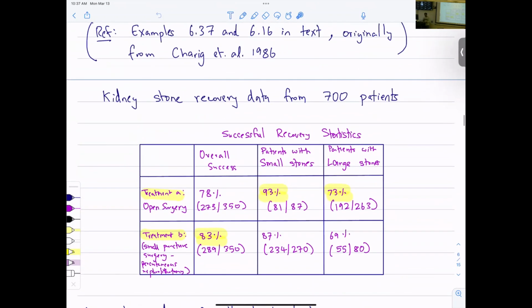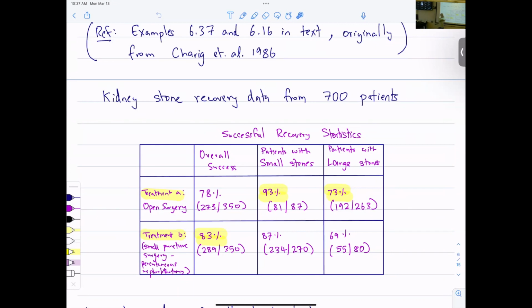Why is this? What could explain this? Well, here's a possible story. The doctors know the size of the stones. So for easy cases, this is a cheaper surgery, treatment B, so you prescribe that to patients. For hard cases, you prescribe treatment A. So treatment A is only used in cases where the recovery rates are lower, presumably. It's a harder situation. And so now this could potentially make sense.